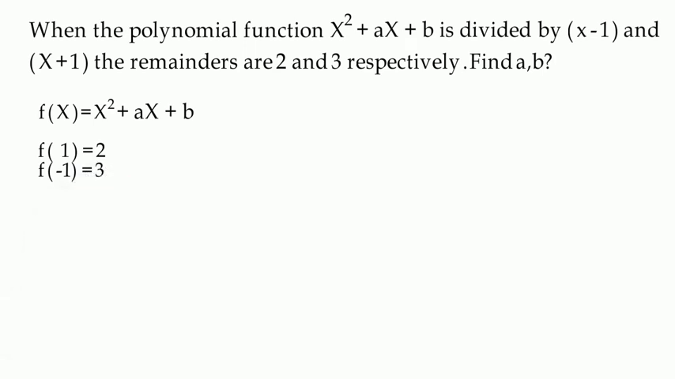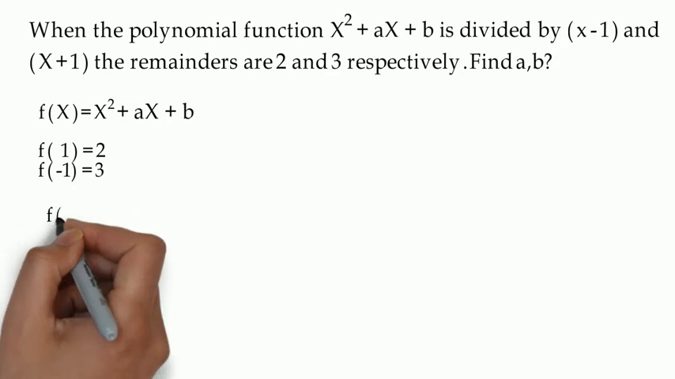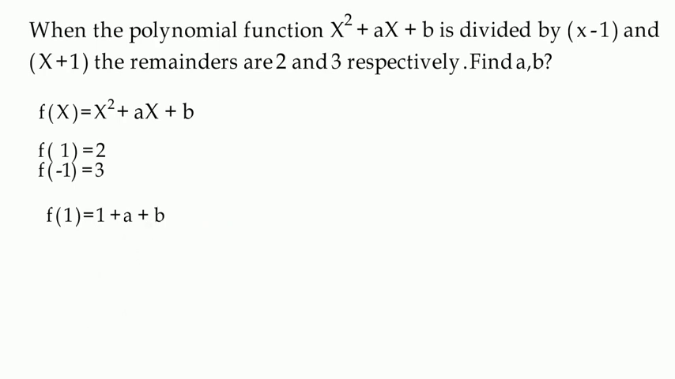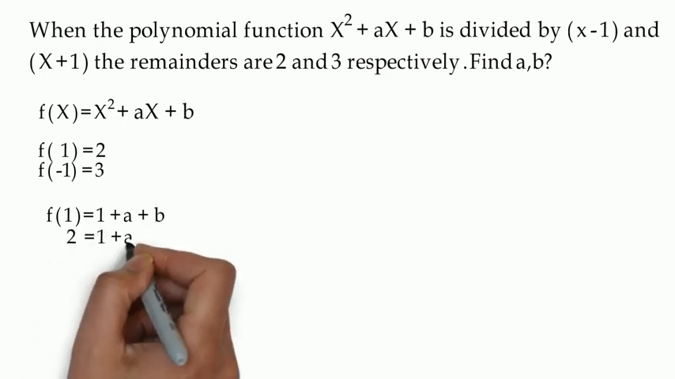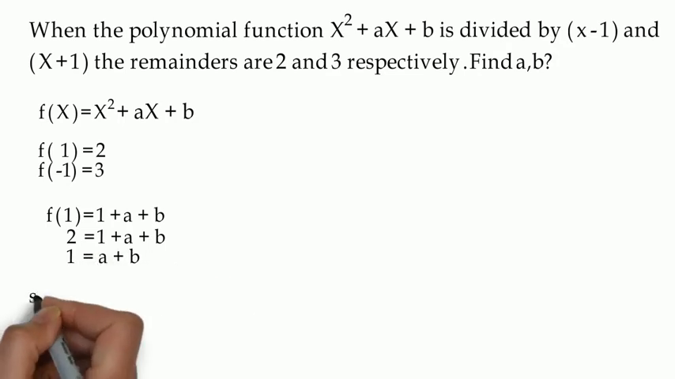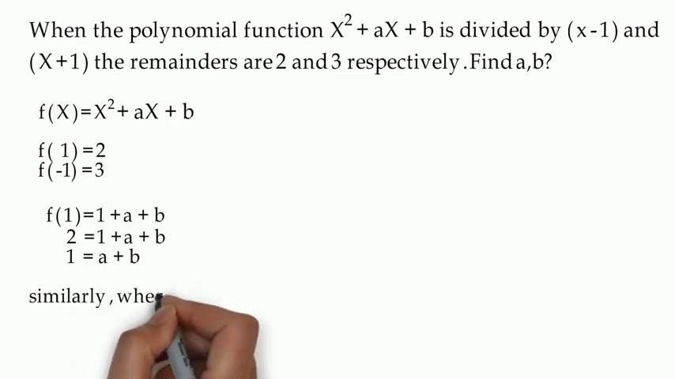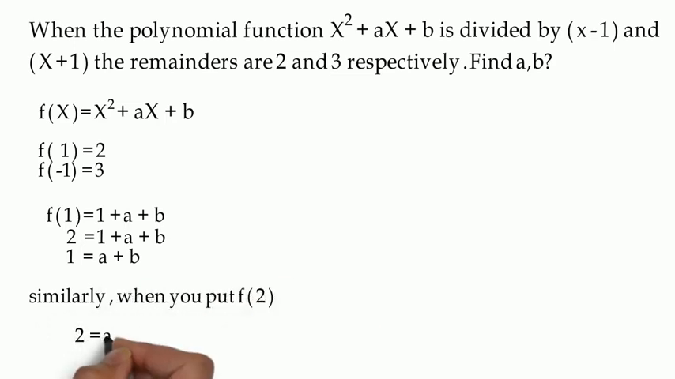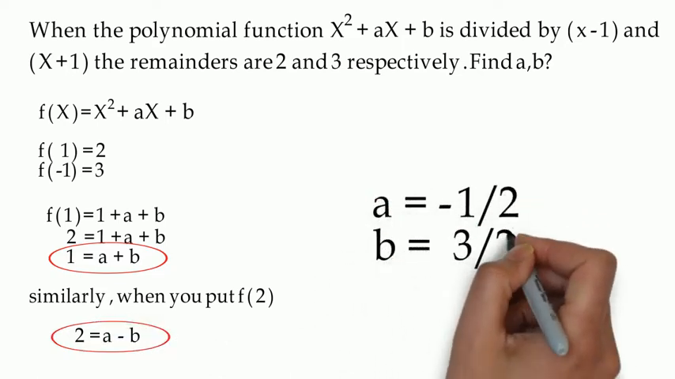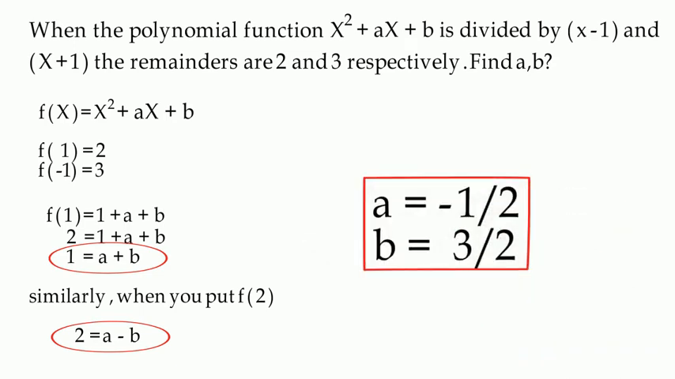So now when we put 1 in f(x), we get f(1) equals 1 plus a plus b. And further solving, we get 1 equals a plus b. Similarly, when you put minus 1 in f(x), we get 2 equals a minus b. Now solving these simultaneous equations, we get a as minus half and b as 3 by 2. So this is one place where we use remainder theorem.